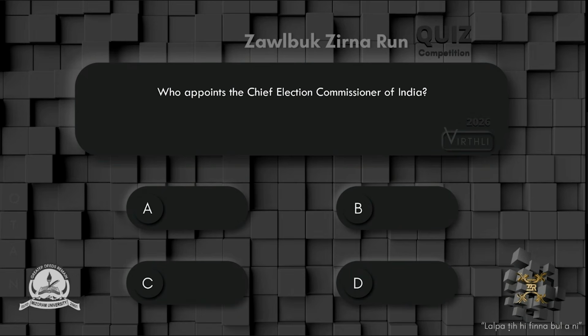Team 4, this is your fourth question. Who appoints the Chief Election Commissioner of India? A. The Chief Justice of India, B. The Prime Minister of India, C. The President of India, and D. The Law Minister of India. Your time starts now.